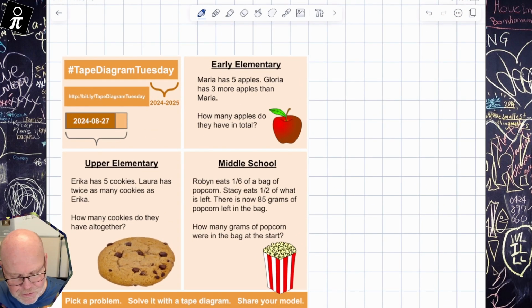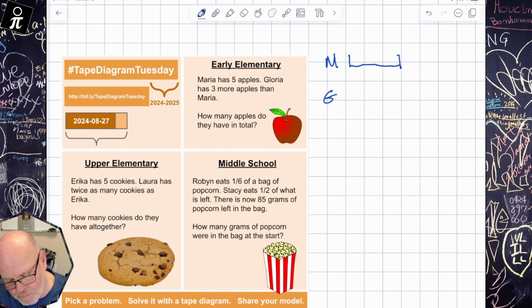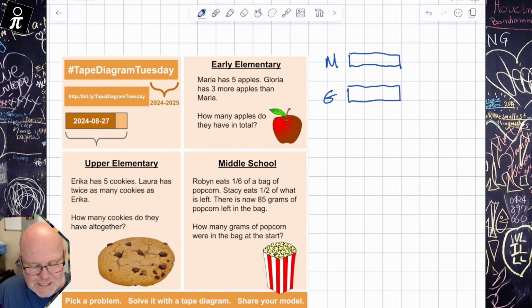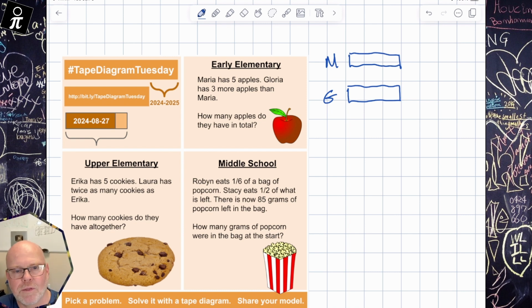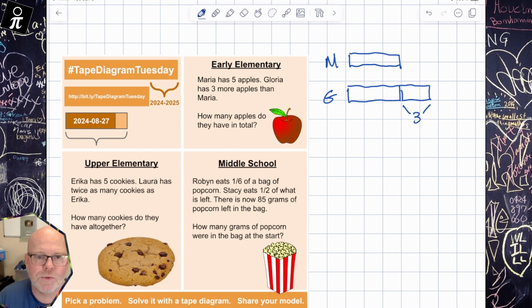Maria has 5 apples. Gloria has 3 more than Maria. So Maria and Gloria are our 2 characters. And we're going to start by drawing them both the exact same tape diagram. But then it says Gloria has 3 more than Maria. So I'm just going to extend that. And we know that this piece right here is equal to 3.